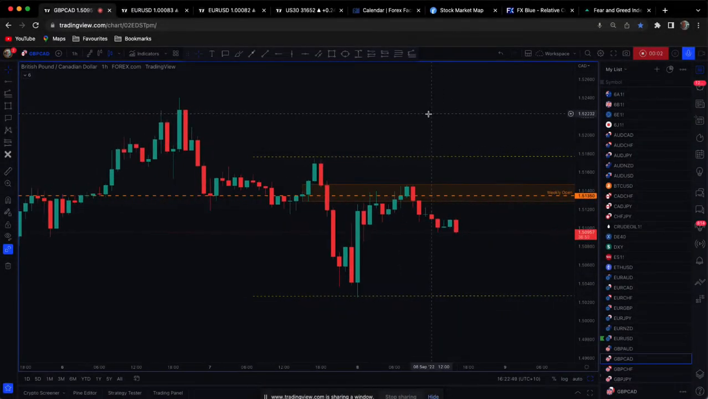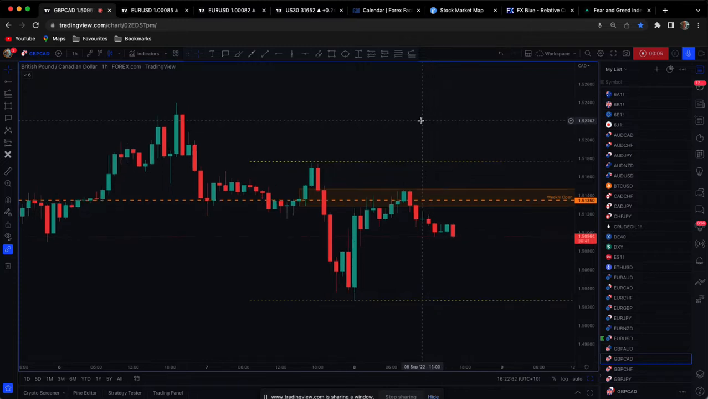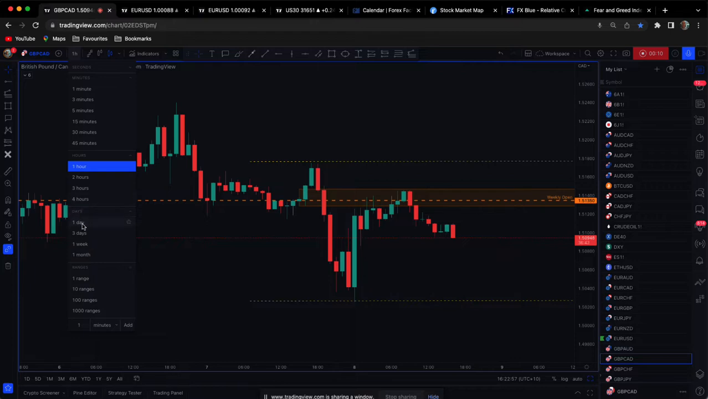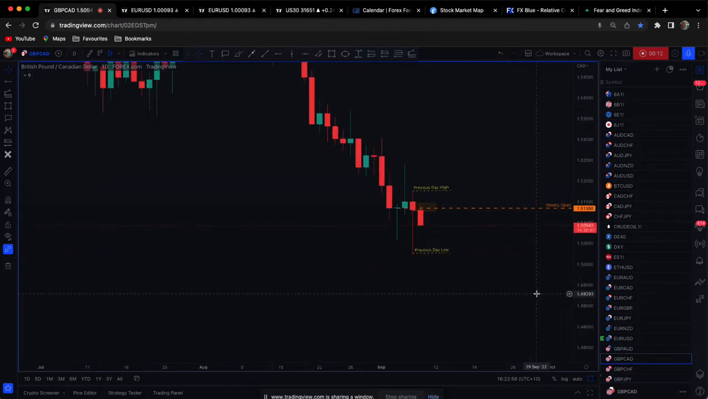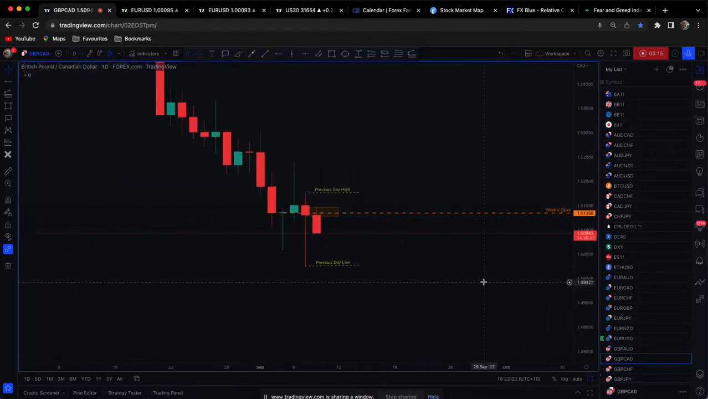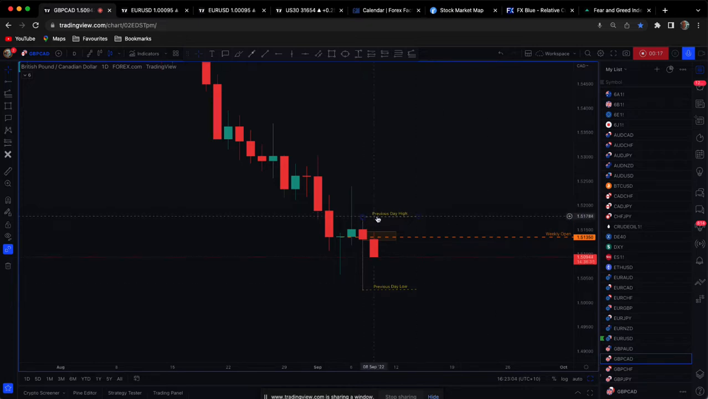Hi traders, just looking at the pound CAD, looking for a short opportunity here. Let me go out and show you what I've got marked up and have a look at it quickly on the daily. I've just marked up the previous daily candle, daily high and low, and just wanting to see how this is trading in relation to that.